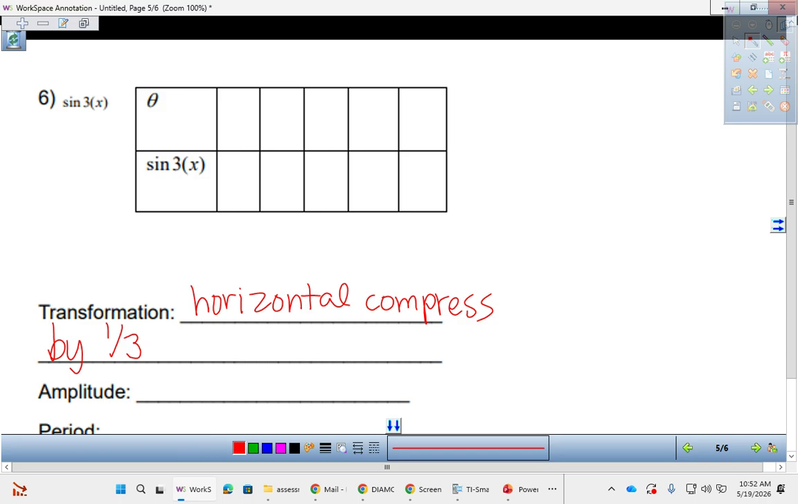In order to shrink something, you need to divide it. I'm not going to actually multiply by 3, because that's going to make everything 3 times bigger. I need to make it 3 times smaller, because it's quicker. So I'm going to multiply it by 1/3.